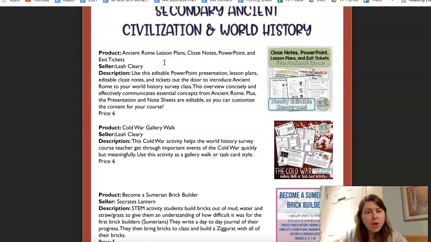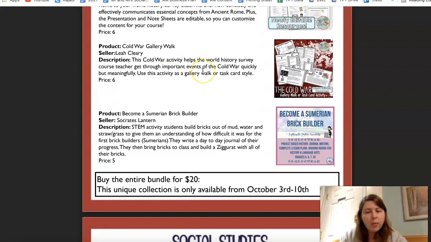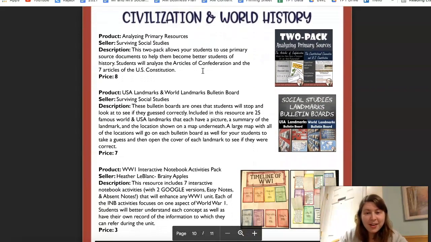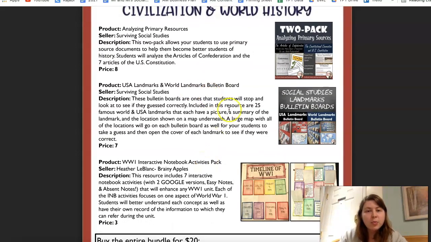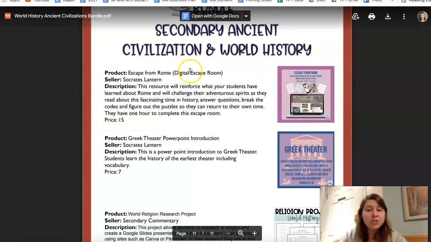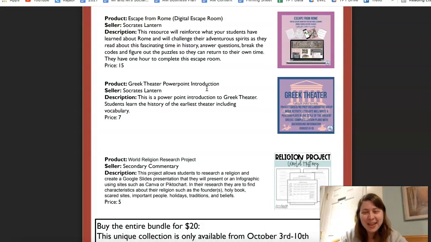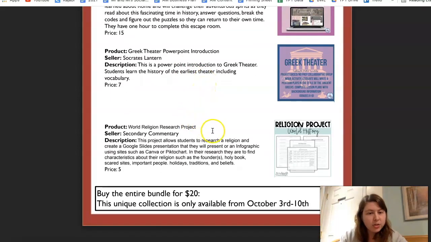We've got some Rome notes, PowerPoint, and exit tickets, as well as, let's see, Cold War, Gallery Walk, Sumerian Brick Builder. The resources just keep going here. Some landmarks, bulletin boards as well, another World War I resource, primary sources. So you can really see how much is in here. Even a digital escape room for Rome, that's really interesting. Escape rooms seem like a lot of work, so we haven't actually gotten around to making any yet. Greek theater PowerPoint introduction, World Religions Research Project. So you can see just how much is included.